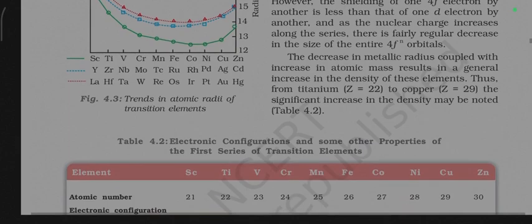orbitals. The decrease in metallic radii coupled with the increase in atomic mass results in a general increase in density of these elements. Thus, from titanium (Z = 22) to copper (Z = 29), the significant increase in the density may be noted. Table 4.2.